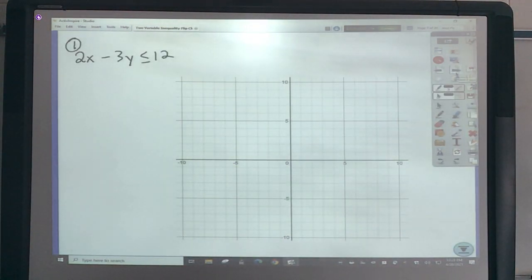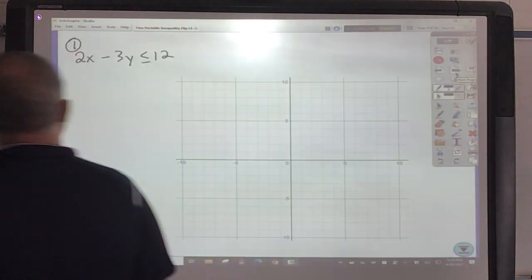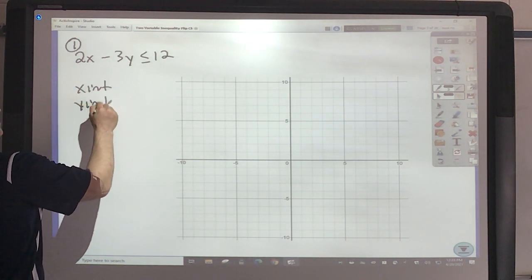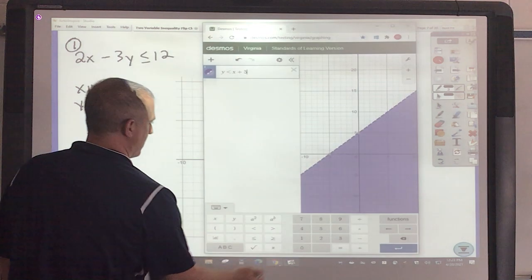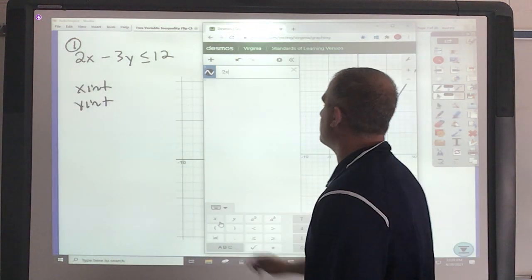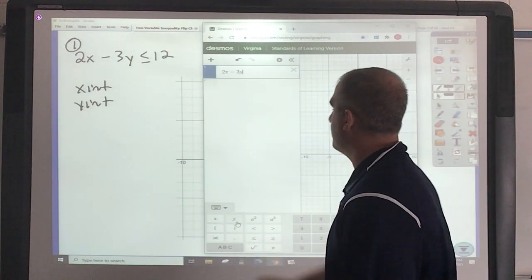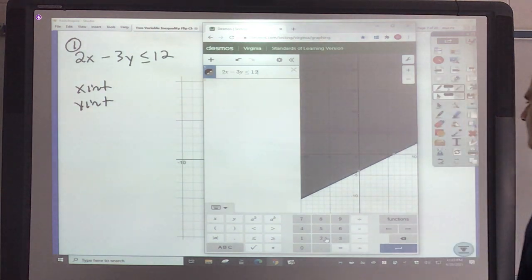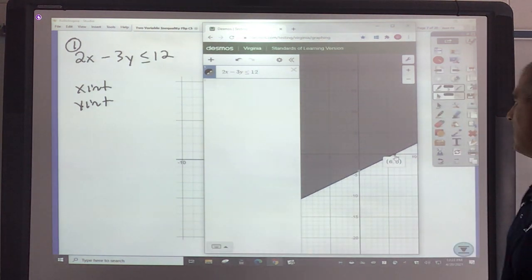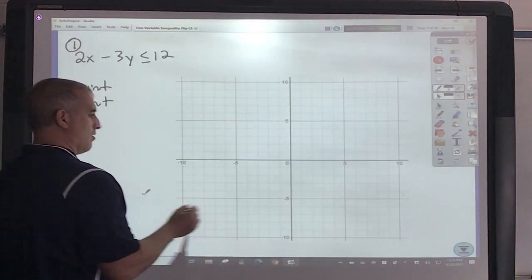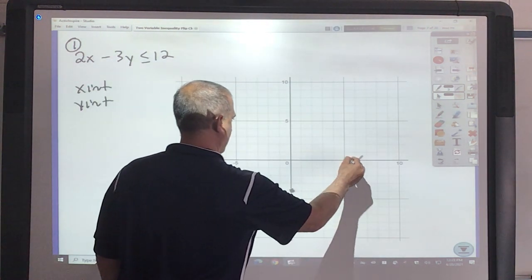Now, let's go ahead and go to these, okay? What we're gonna do is we're gonna treat these very simply. We're gonna find the x-intercept and the y-intercept, all right, to help us make the graph. So I'm gonna go ahead and go right to Desmos, okay, and I'm gonna type in 2x minus 3y less than or equal to 12, okay? And I'm gonna find, where does it cross the x-axis? It crosses at 6, and it crosses at -4.